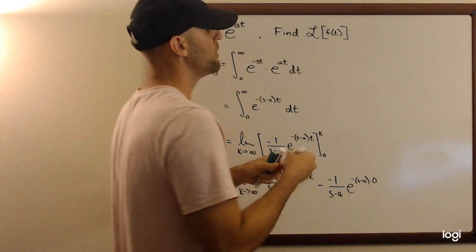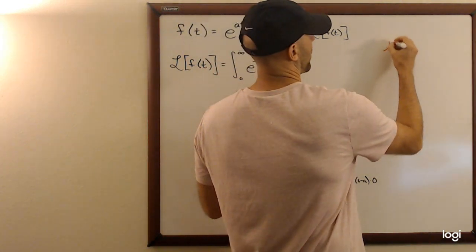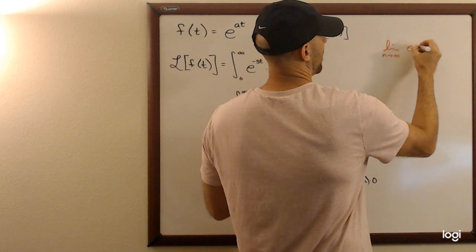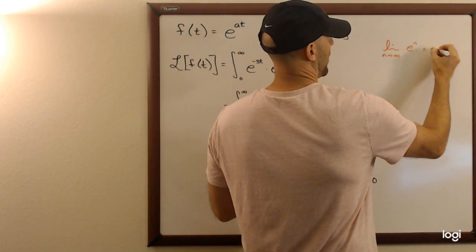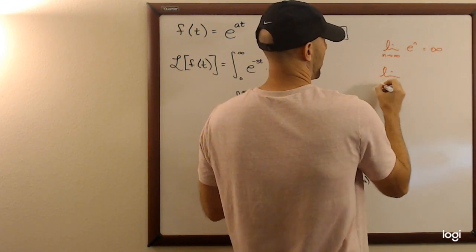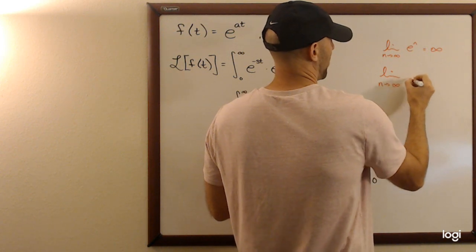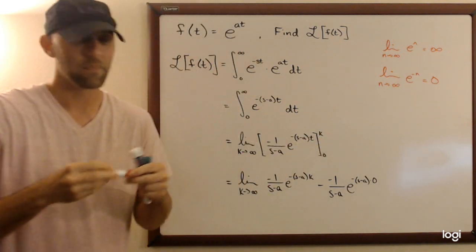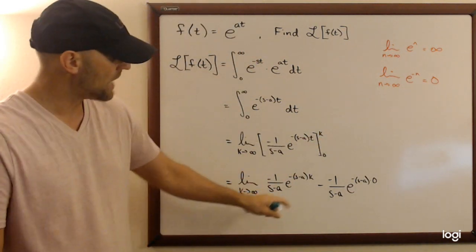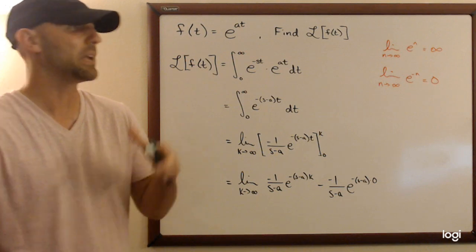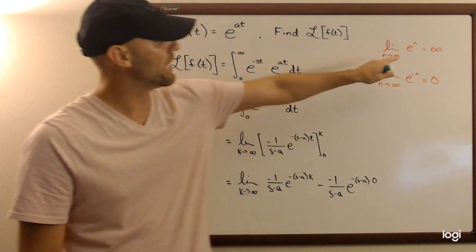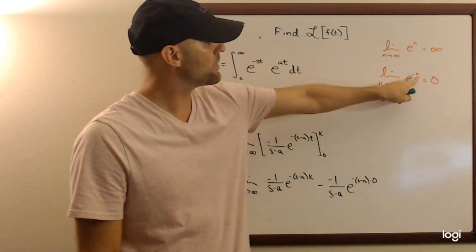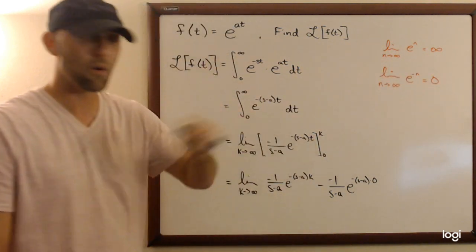So I've got two facts here. I know that the limit as n approaches infinity of e to the n is infinite. And I know that the limit as n approaches infinity of e to the negative n is 0, right? So I know that (s minus a) times k is going to be infinitely large. The question is, is it going to be positive, which is divergent for us, or is it going to be negative, at which point this is 0 and everything's fine?